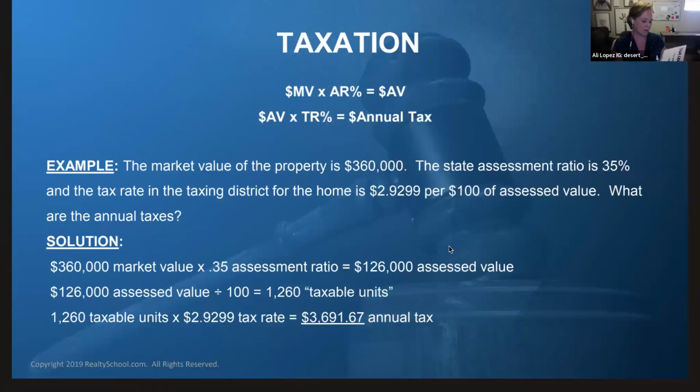Okay, so if there are 1,260 units of 100, then we're going to multiply that by $2.9299. Okay, always add every bit of that decimal or you'll get the wrong answer. So the annual tax would be $3,691.67. Okay. Now, if your client is like, oh my gosh, $3,000 annually, how much do I have to pay per month? Divide by 12. Okay. If they want to know how much is that going to be if I pay every quarter, divide by 4.